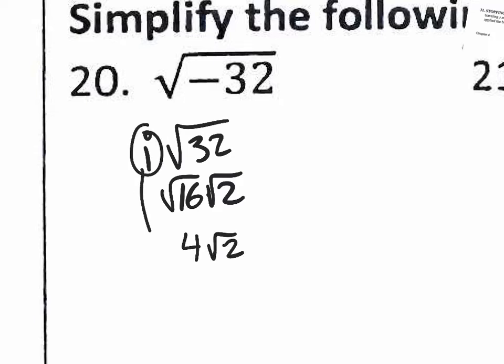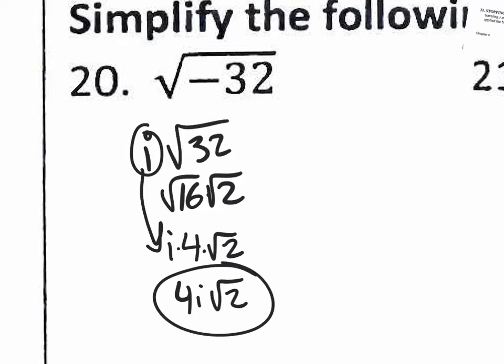Let's not forget about the i. So you really have i times 4 times the square root of 2. Final answer will be 4i square root of 2. The number first, the i second, and the radical at the very end.